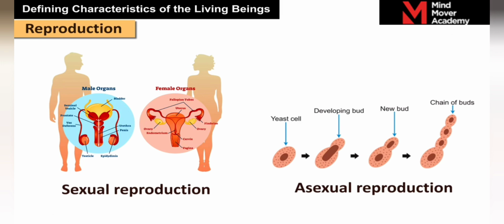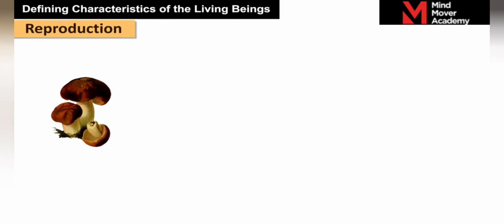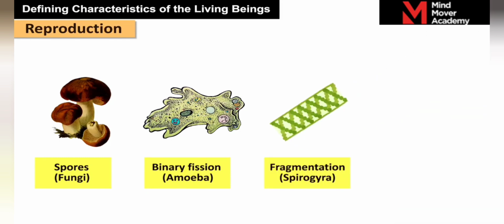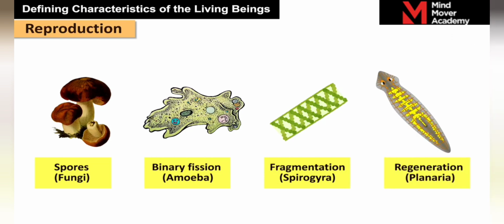Alright, let us discuss some more examples of asexual reproduction. It can occur by the formation of spores, such as in the case of fungi, by binary fission, as in the case of amoeba, by fragmentation, as in the case of Spirogyra, and by regeneration, as in the case of Planaria, and so on.